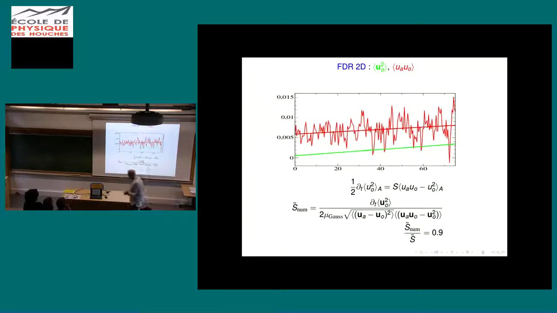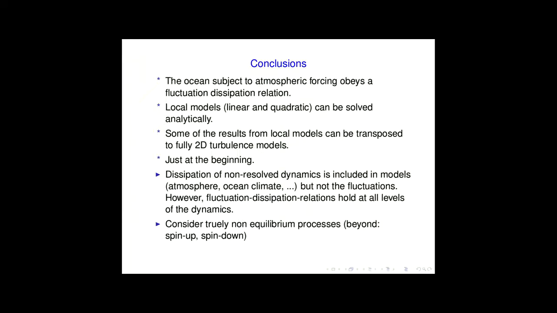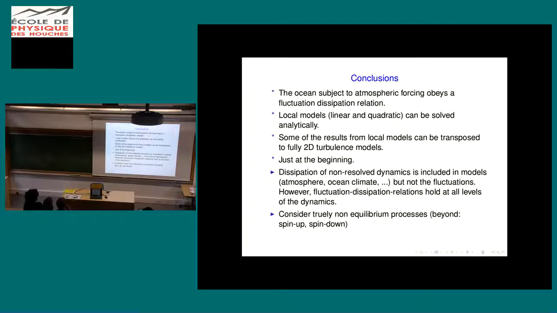And to finish, I just want to make a few comments as conclusions. The first thing is that the ocean subject to atmospheric forcing obeys a fluctuation dissipation relation, which I have written down for these zero-dimensional models. The local models, linear and quadratic, can be solved analytically, so you have analytic solutions of them. Some results from the local models can be transposed to the fully two-dimensional turbulent models. What I wanted to say is it's just the beginning.